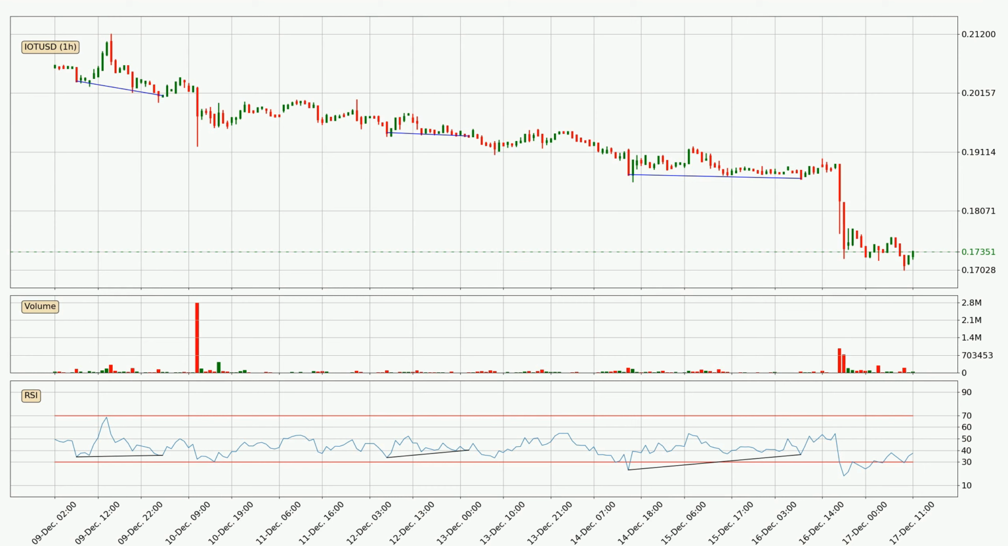When we now look out for divergence in the hourly time frame, unexpectedly, the price went down despite the bullish divergence.